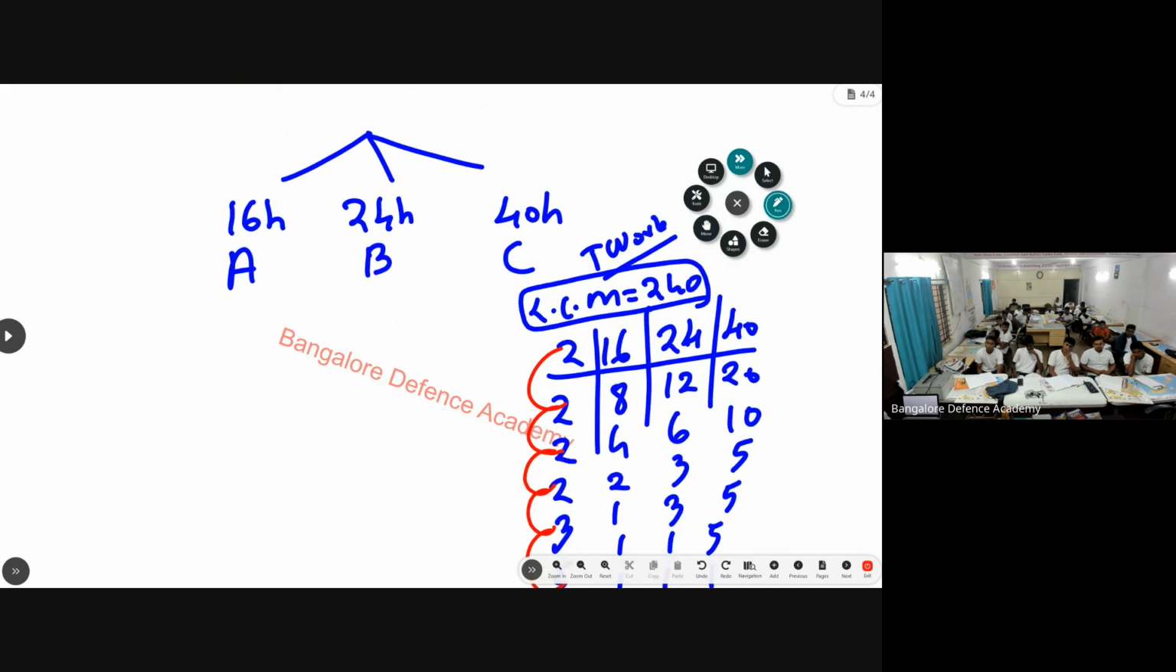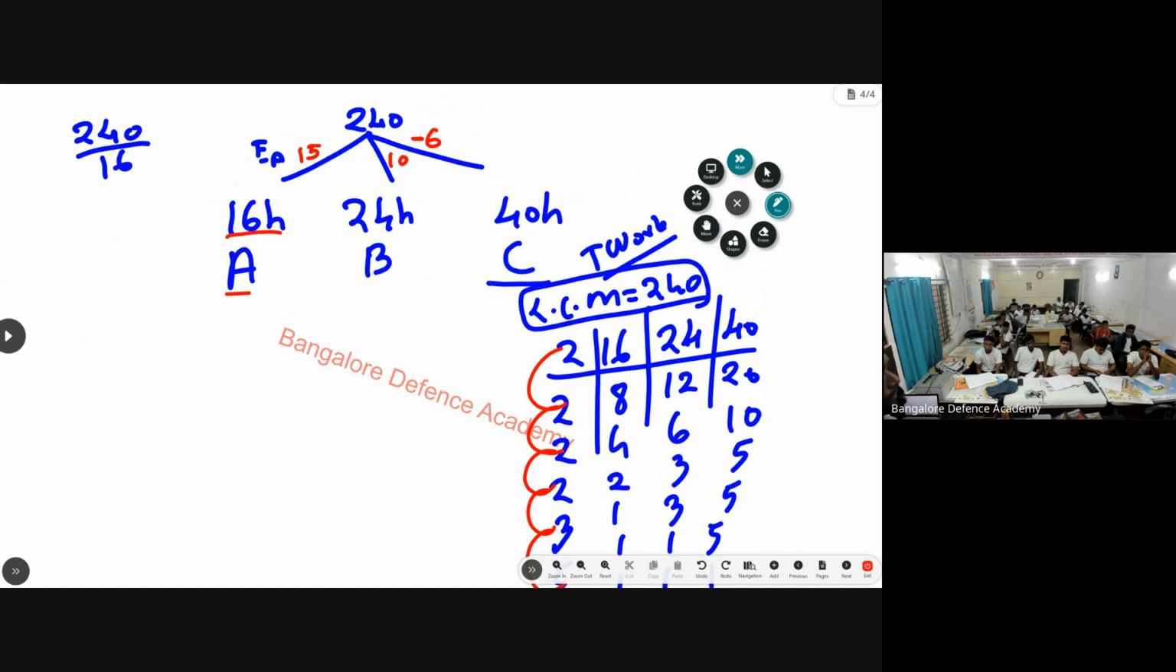240 is the LCM. Whatever is the LCM, I consider this as my total work. Try to understand: 240 is the total work. Now, what is 240 by 16? I divide it because I want to check what A can do in 1 hour. 240 by 16 is 15. 240 by 24 is 10. 240 by 40 is 6. So the efficiency of A is 15, efficiency of B is 10, efficiency of C is 6. But C is doing negative work.